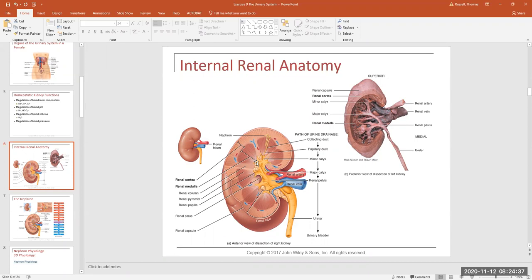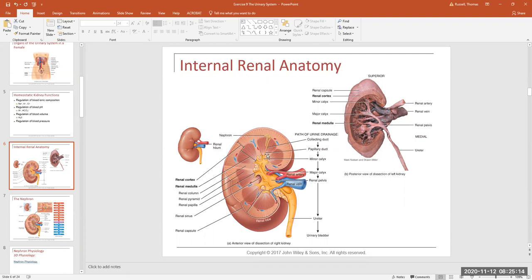So where we have multiple minor calyces joining together, it's called a major calyx. So the minor calyx is right at the tip of a pyramid at the renal papilla. The major calyx is where several of them are draining urine into a larger space. That's called a major calyx. And the largest opening just inside what we call the hilus of the kidney, this indented area of the kidney is called the hilus. Just inside the hilus, this larger opening is called the renal pelvis.